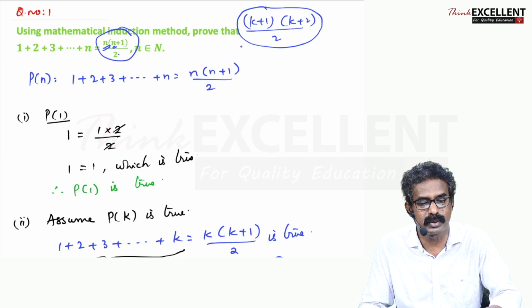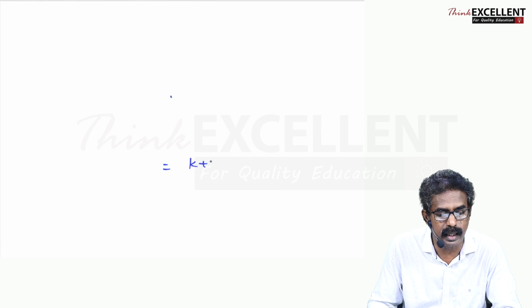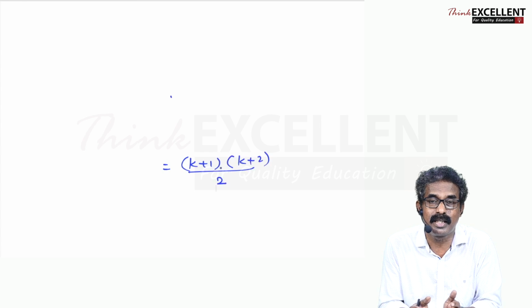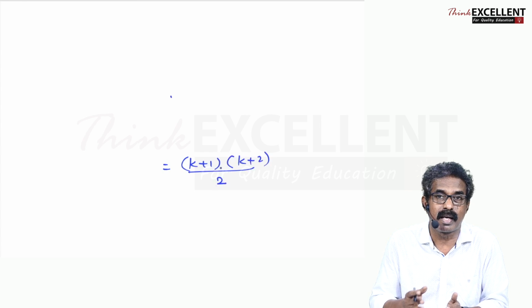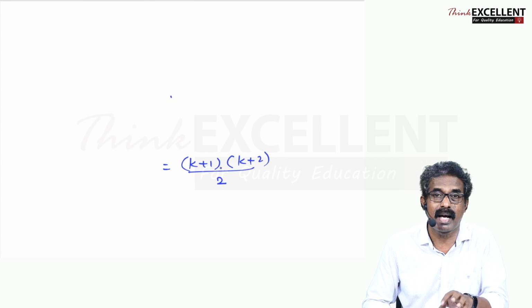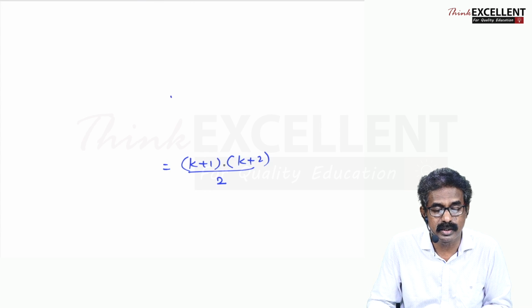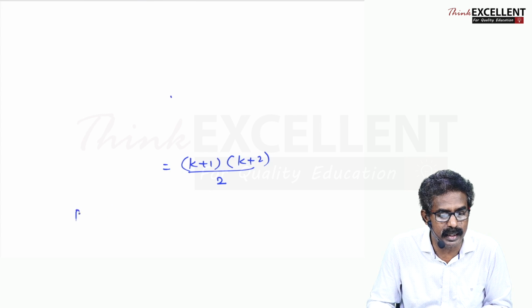So what answer are you supposed to get? k plus 1 into k plus 2 by 2. Once you get this answer, you can say P of k plus 1 is true. This is the method you have to follow. Otherwise, even after getting the answer, you don't know whether you got the answer or not. Once you get this, you can say, therefore P of k plus 1 is true.